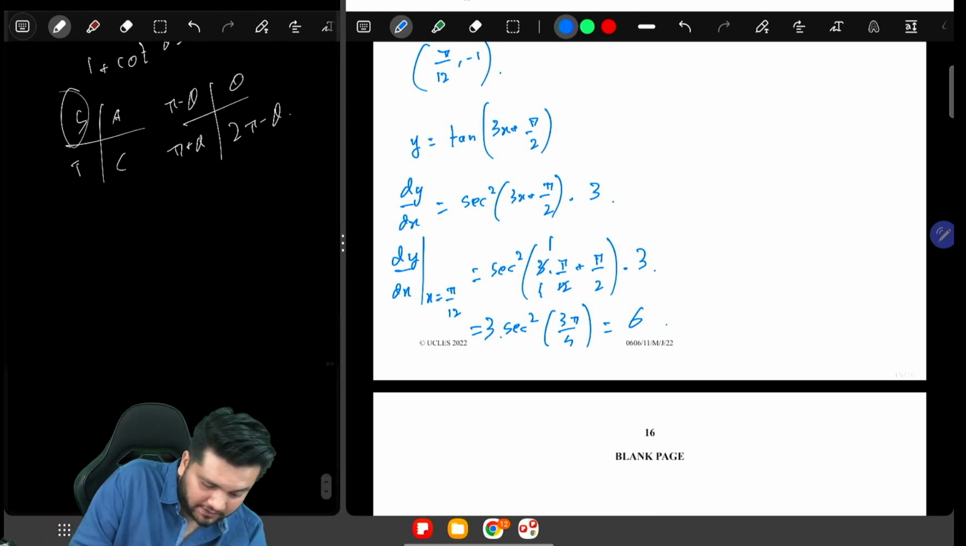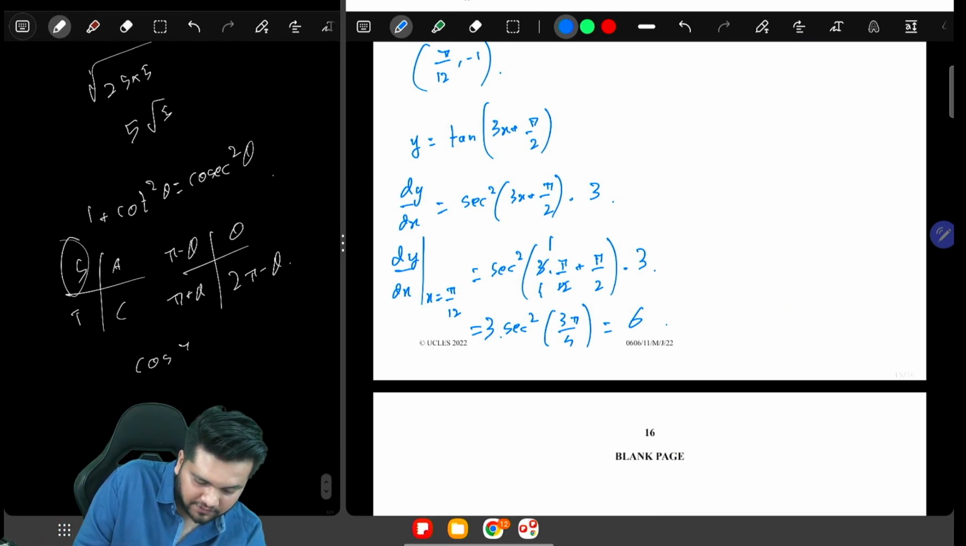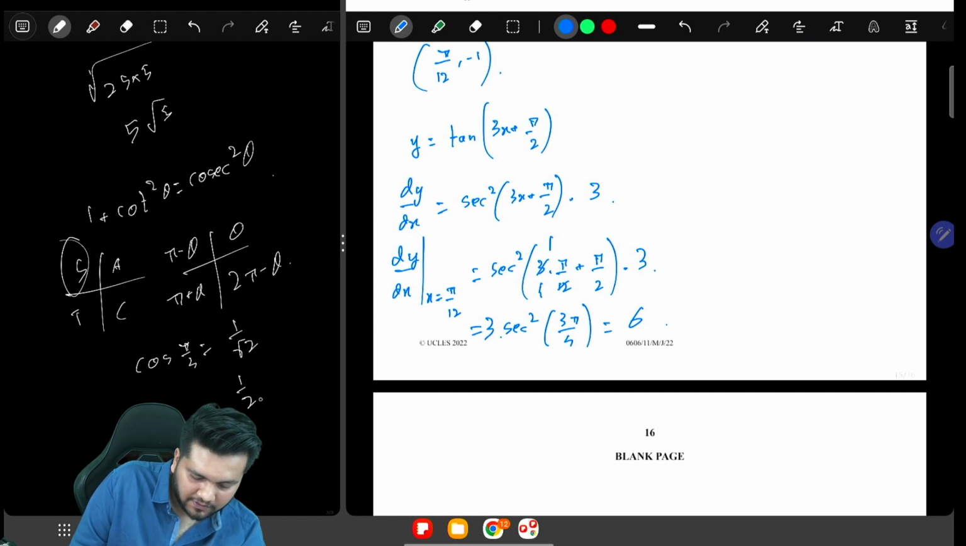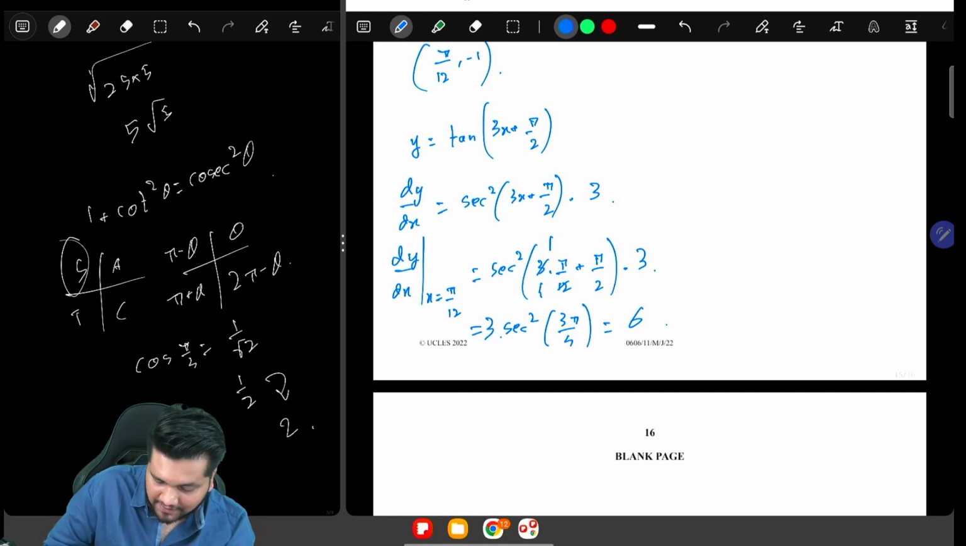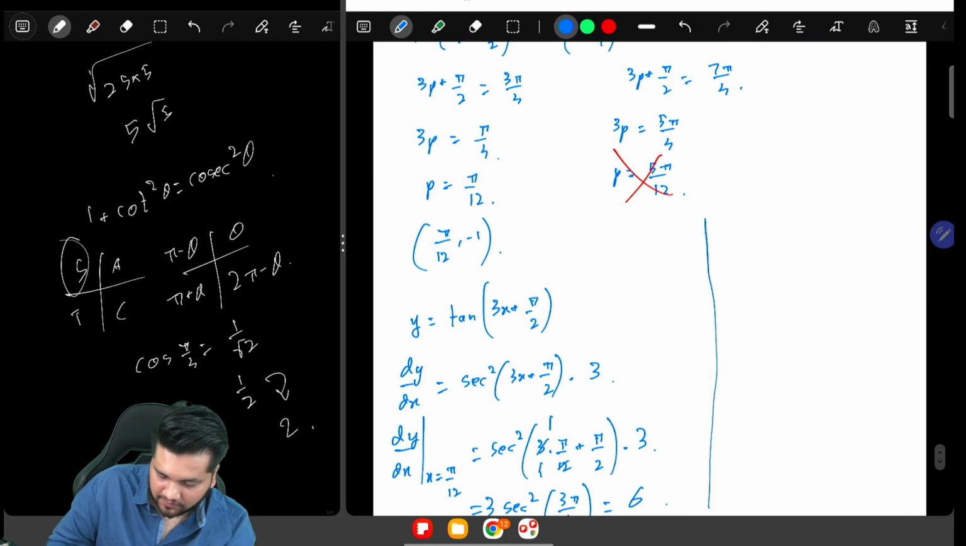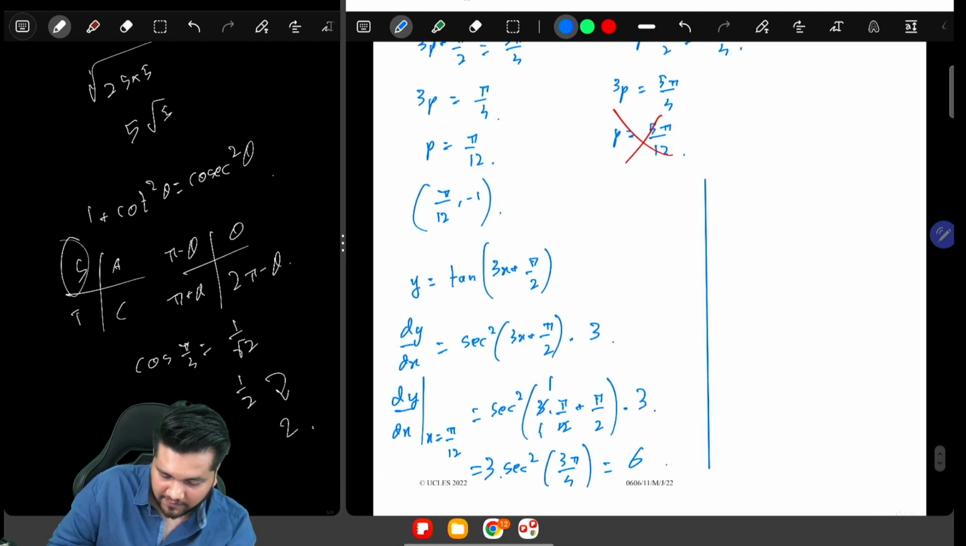Obviously, I can just do it here. Cos π/4 is nothing but 1 by root 2. We are squaring it, so it's going to be 1/2. And we are reciprocating it because it is sec, so that's why it's going to be 2. So now we got the gradient of the tangent. Now the next part.